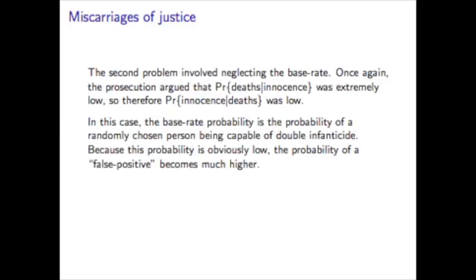The other significant problem with this statistical evidence is by now familiar. It's the problem of neglecting the base rate. In this case, we must consider the base rate probability that a randomly chosen person is capable of double infanticide, and obviously that probability is very, very low. This means that the probability of a false positive becomes much, much higher, and therefore the probability of an unsafe conviction becomes much, much higher.